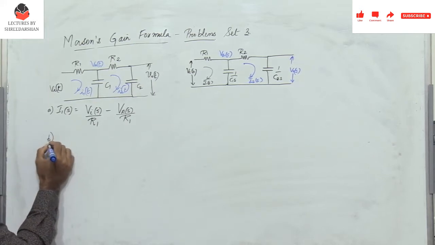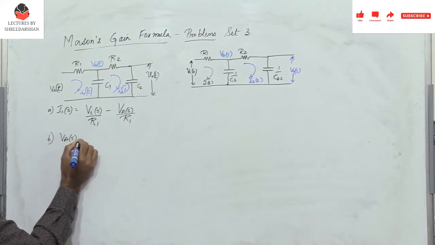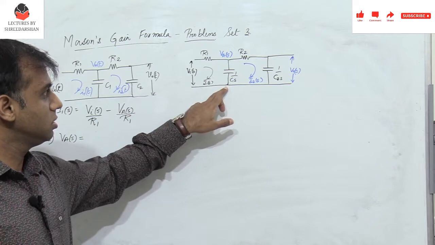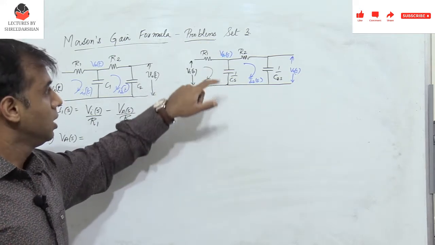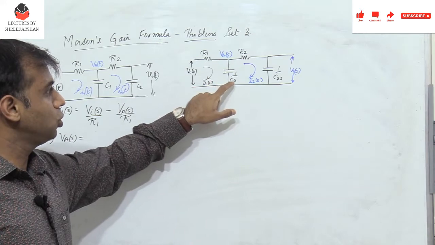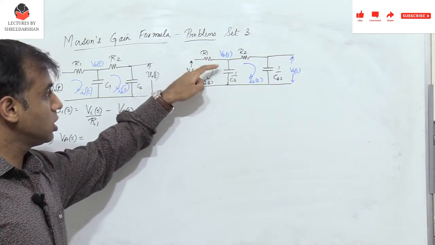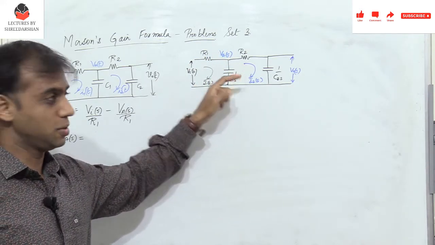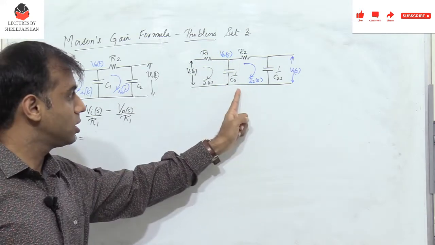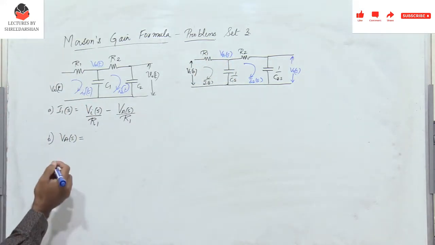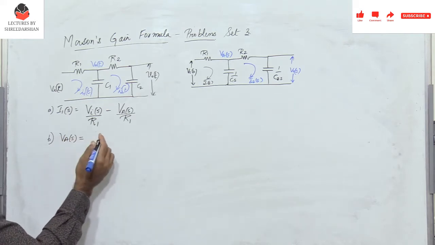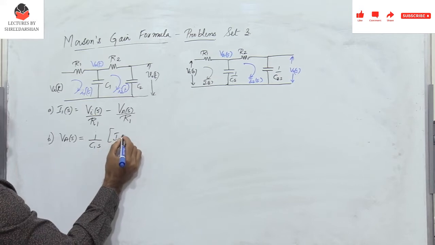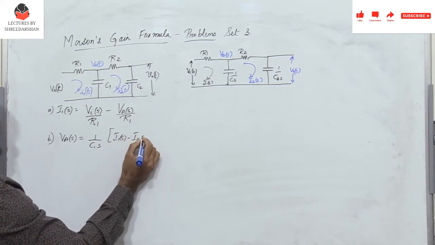Next, B. Let me write what is Va of S. Va of S is the voltage drop between these two points. It is nothing but the current flowing through the capacitor C1. What is the current flowing here? It is I1 of S minus I2 of S, because these two currents are in opposition. I1 of S is flowing down, whereas I2 of S is flowing up. Therefore Va of S is nothing but 1 by C1S into I1 of S minus I2 of S.